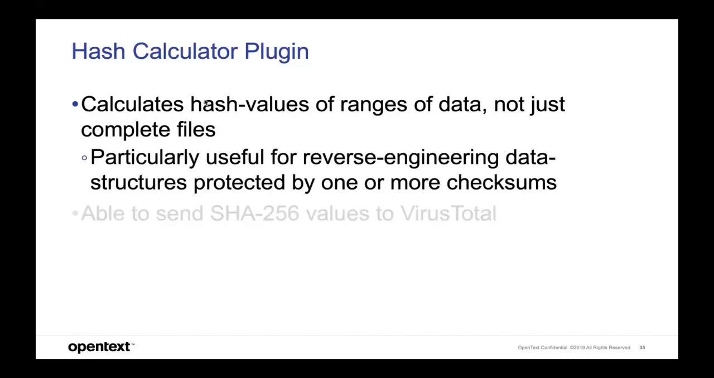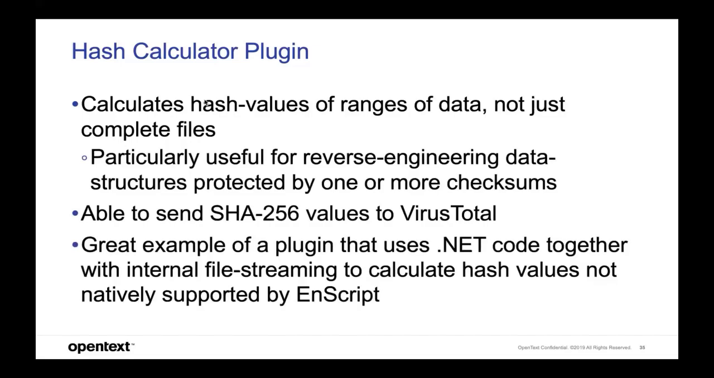Not only that, but it supports sending SHA-256 values to VirusTotal, which can help identify malicious files or versions of files that may have been vulnerable to attack. By using an embedded .NET DLL, the Hash Calculator plugin supports certain hash algorithms that EnScript does not. For example, the MD4 hash values used by the eMule peer-to-peer file sharing software and the CRC32 values used by WinZip. The .NET DLL receives the data as an internal stream, thereby saving time and disk space.